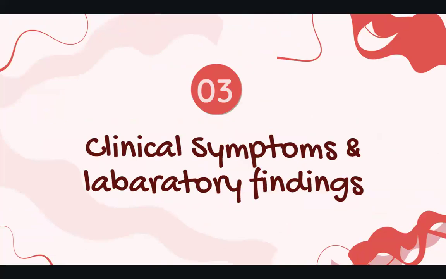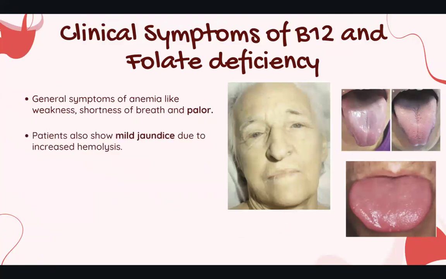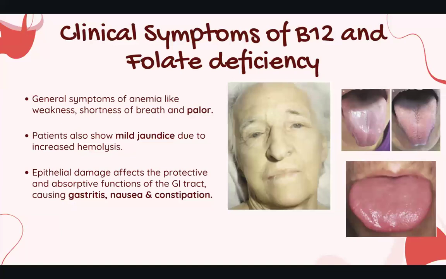Okay, perfect. So we are going to go over the last thing in this lecture, which are the clinical symptoms and the laboratory findings. The clinical symptoms of B12 and folate deficiency would be general symptoms of anemia, like weakness, shortness of breath, and pallor. You would also see patients who show mild jaundice. Can anyone tell me why you would see mild jaundice in these patients with B12 and folate deficiency, or patients with megaloblastic anemia? Just a guess.